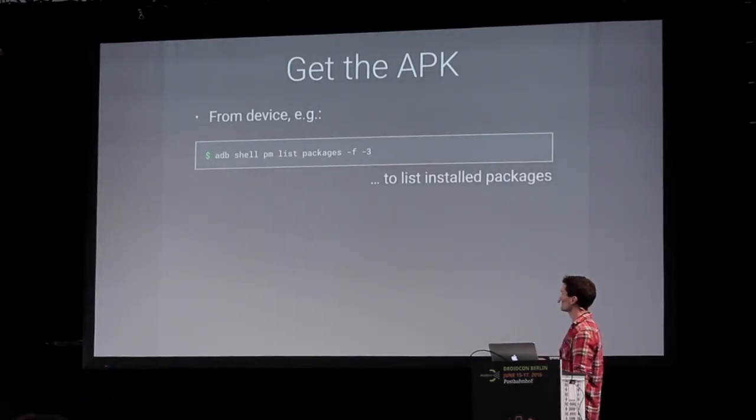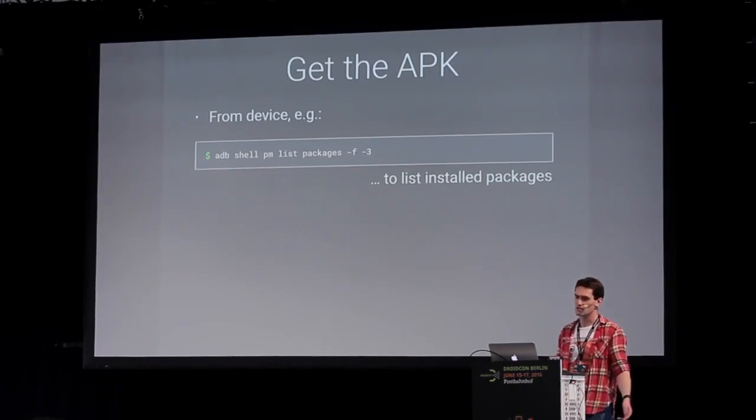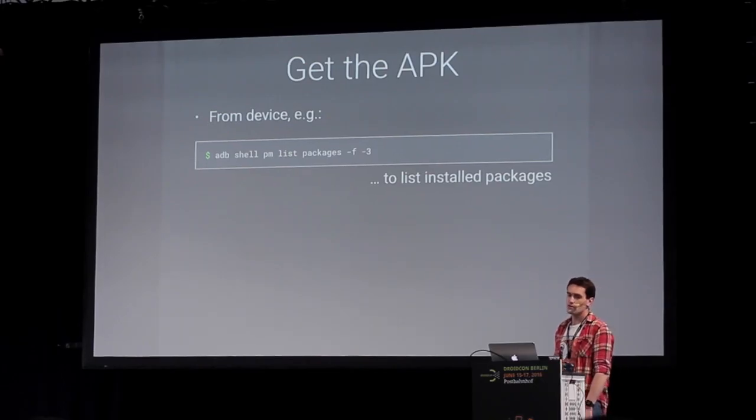This, for instance, is a nice little one-liner that will list all the packages that have been installed. The 3 stands for third party, so it basically means installed on the device. And it will tell you the file paths for them. That's what the F does.